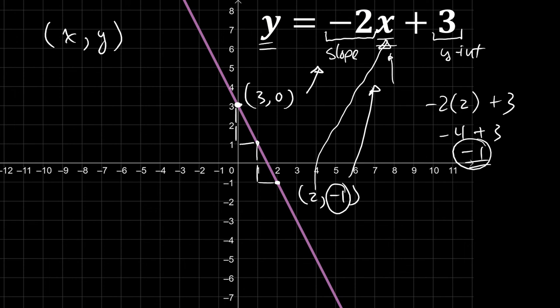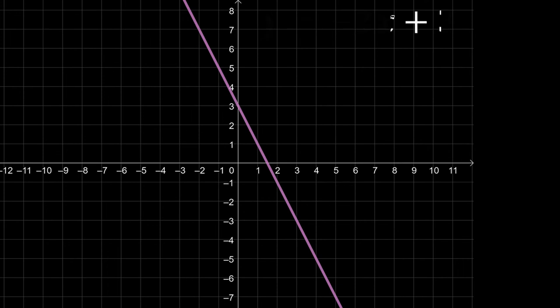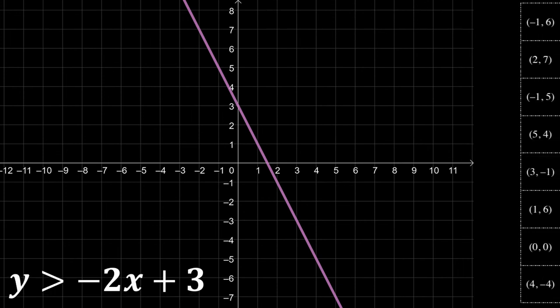So what we're looking at is pairs of points that make a statement true. So if we were to consider, instead of the equation, this inequality, y is greater than negative 2x plus 3. Well, first of all, because y is strictly greater than, all of a sudden we can't talk about points that live on this line. Points on this line are not going to be solutions.